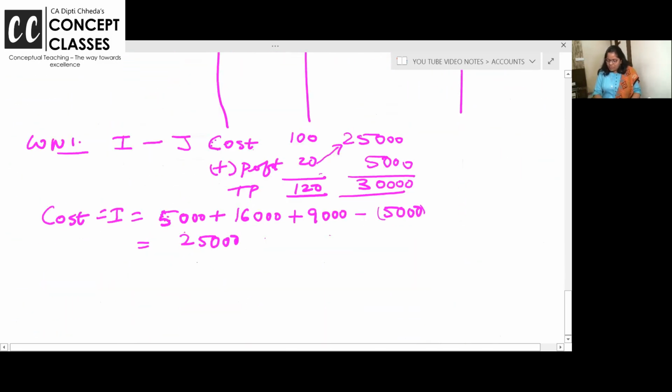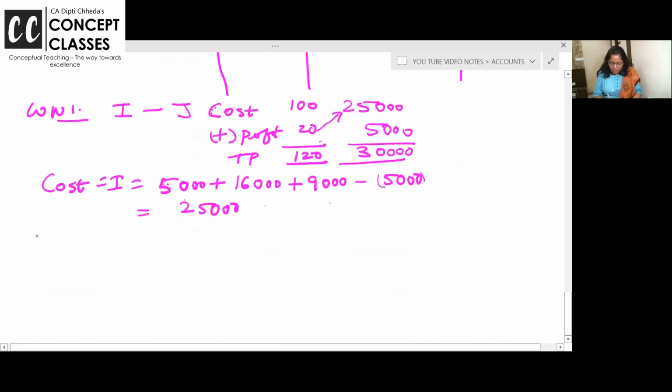Chalo. All of you come and do working note 2 with me. J to K. J to K, let us see what the cost is first.